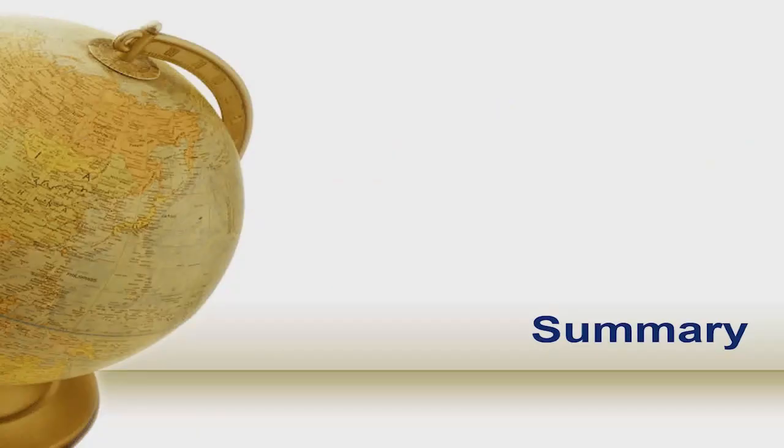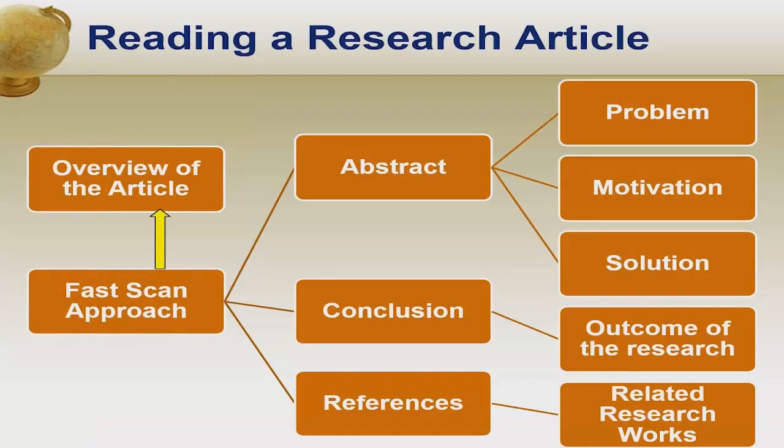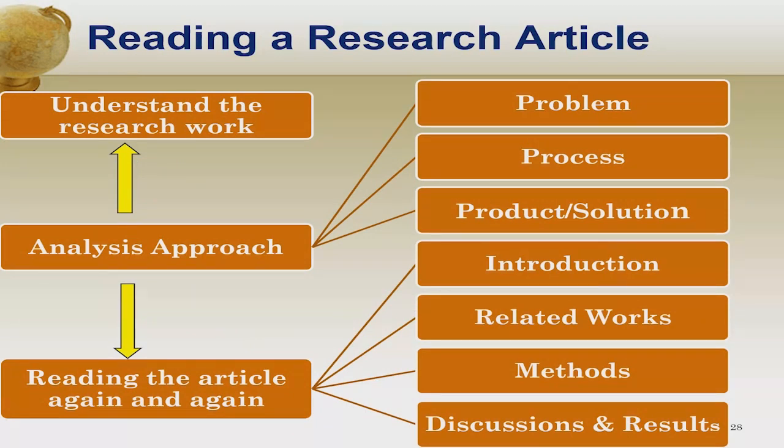To summarize, this video lecture demonstrates how to read a research article. Reading a research article consists of three approaches, namely fast scan approach, analysis approach, and review approach. In the fast scan approach, the reader reads the abstract, conclusion, and references of the article. In this approach, the reader comes to know the overview of the article. In the analysis approach, the reader reads the article again and again until it comes to his or her frame of understanding.